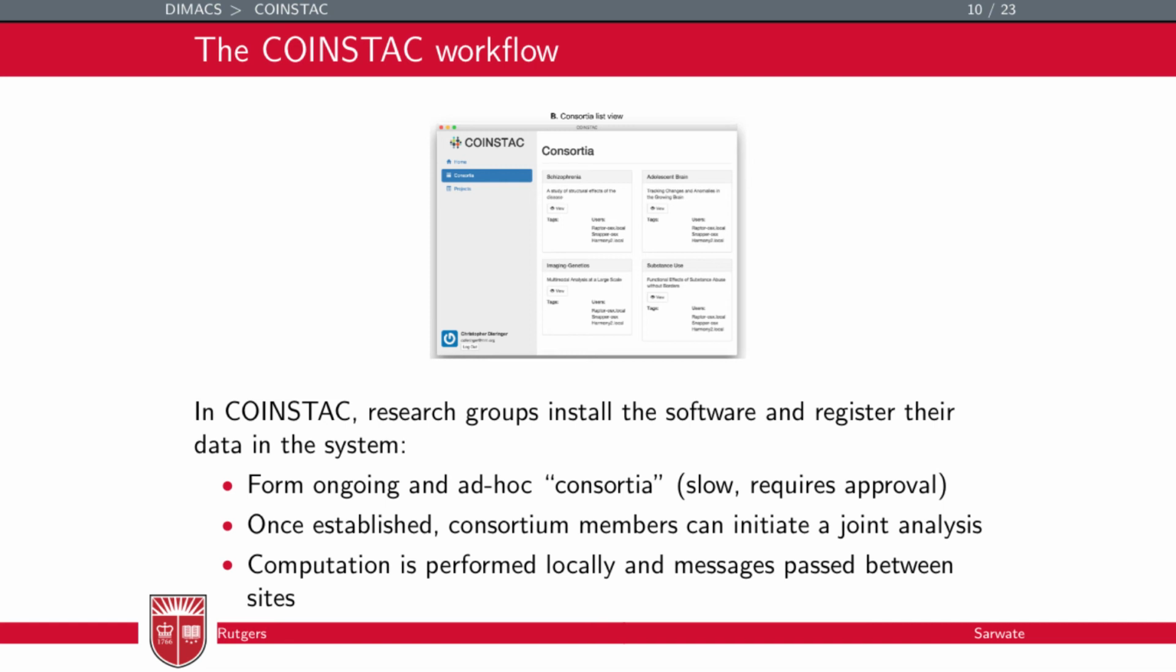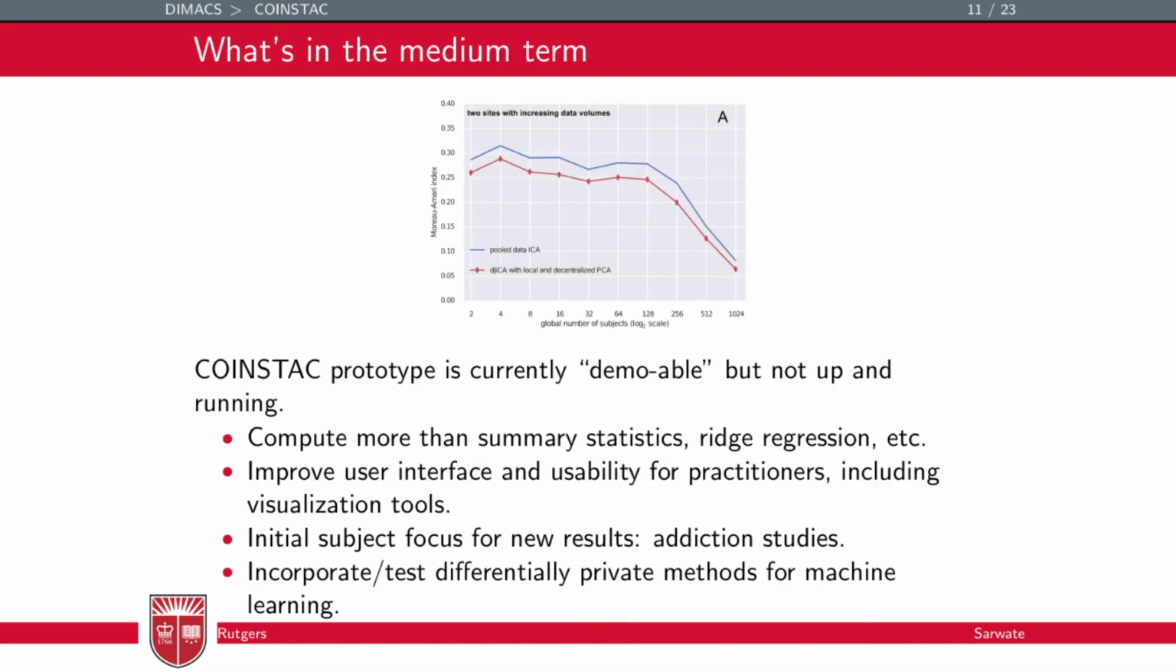And then we do some message passing between the different servers. The data is always staying at the different labs, so there's some message passing that happens to implement whatever algorithm, whatever analysis you'd like to do, and then it spits out an answer. So where does it stand right now?